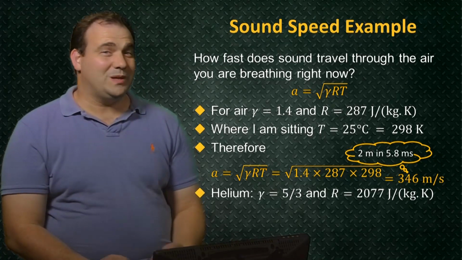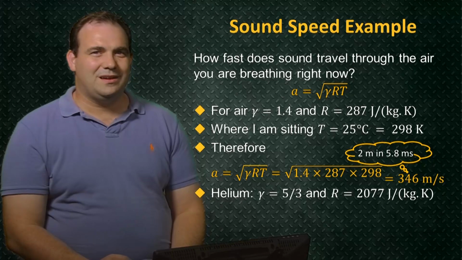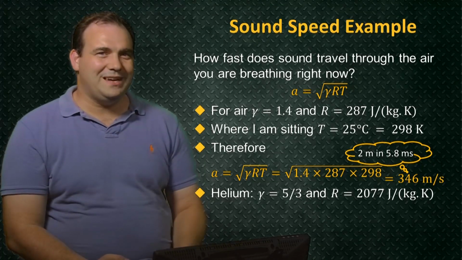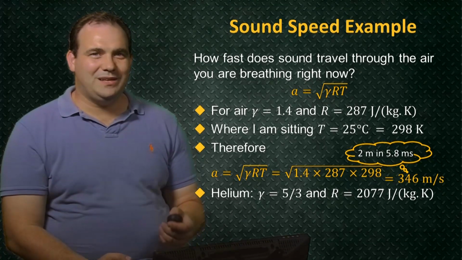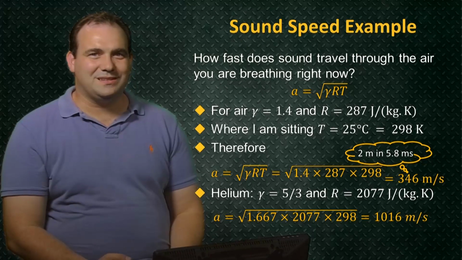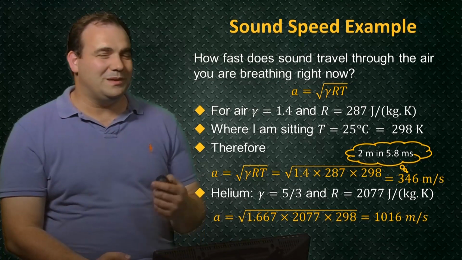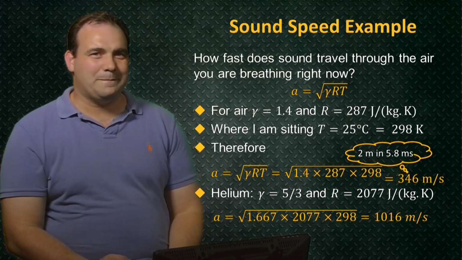The sound speed can be quite different in other gases. For example, room temperature helium, which has a gamma of 5/3 and R equals 2077, has a speed of sound of 1016 meters per second, almost 3 times higher than that of air.